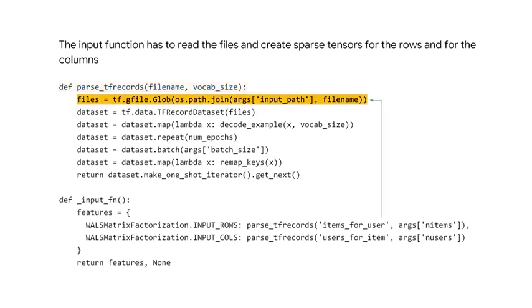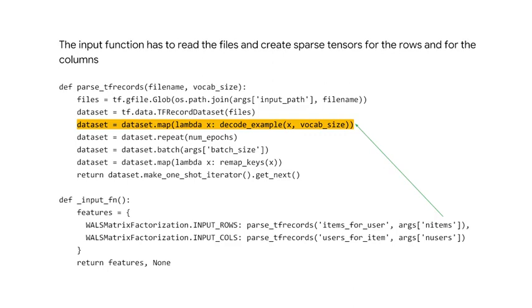Now that we are in the function, we first create a list of all the files at the input path with a passed file name signature, including wildcards, using tf.gfile.glob. When we have our file list, we will create a TF record dataset. Next, we take our TF record dataset and apply a map to it, where we decode each serialized example using a custom function we made and the corresponding vocab size. In this case, the vocab size for input rows is n items, and for input columns it is n users.